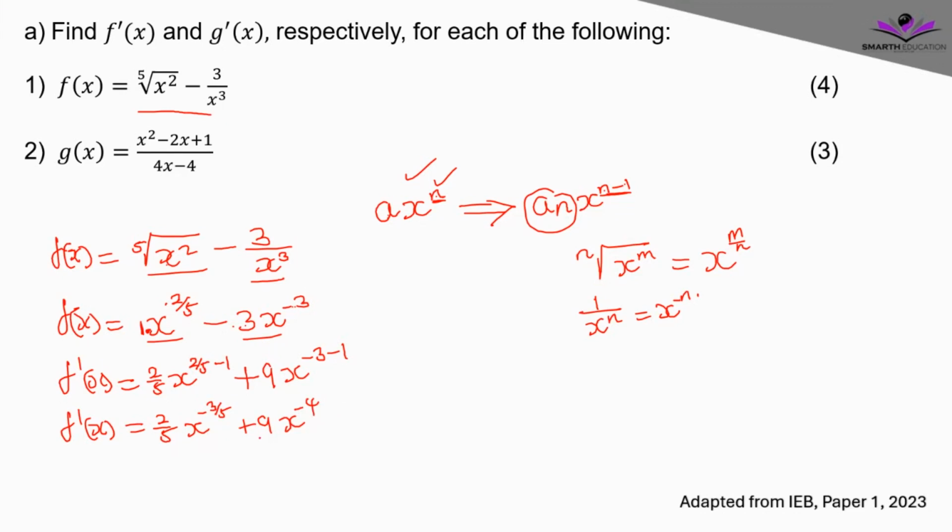But you can write this with positive exponents. The derivative of f of x is equal to 2 over 5, then x to the power 3 over 5, then plus 9 over x to the power 4. Okay, but this and this are just the same thing, here we're writing our answer with positive exponents.